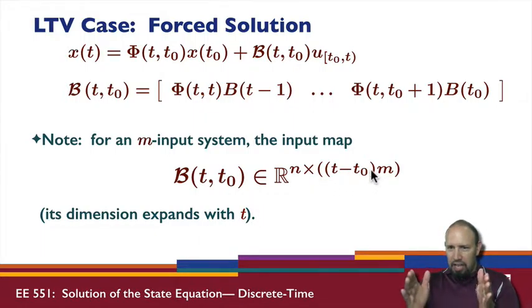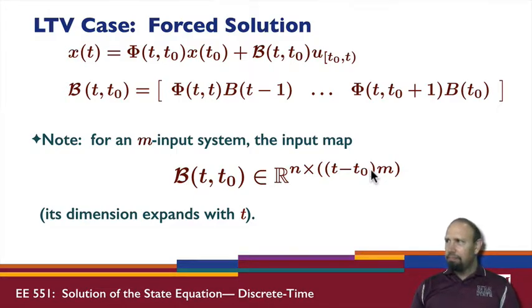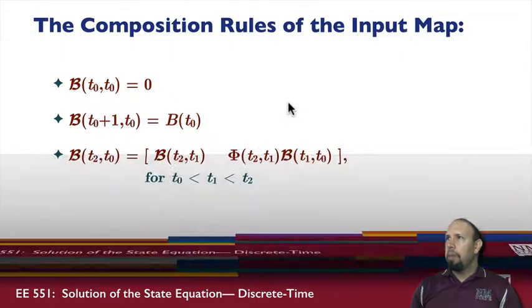As t increases, the matrix gets fatter and fatter as time goes on. So it's not that bad in the sense that it's just a matrix, okay? But it is a matrix that is expanding. So every time we take another step, the matrix gets fatter, and so we have that to deal with. So this is the solution, and this is a look at the input map.